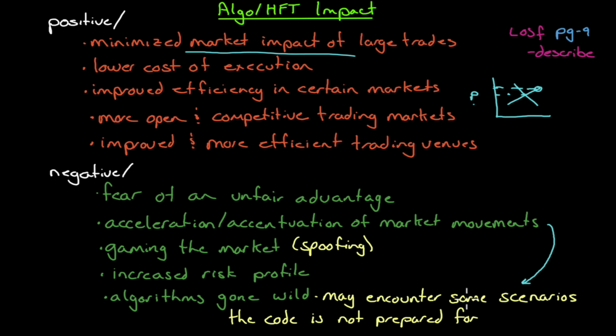May encounter some scenarios the code is not prepared for. Hence, you may get acceleration or accentuation of market movements. One only need think of, I think it was May 6th, 2010, 2012? I'm forgetting the year. The flash crash. One only need think of the flash crash for a situation where the beginning of the crash wasn't blamed on high-frequency trading, but the depth and the speed of it was.